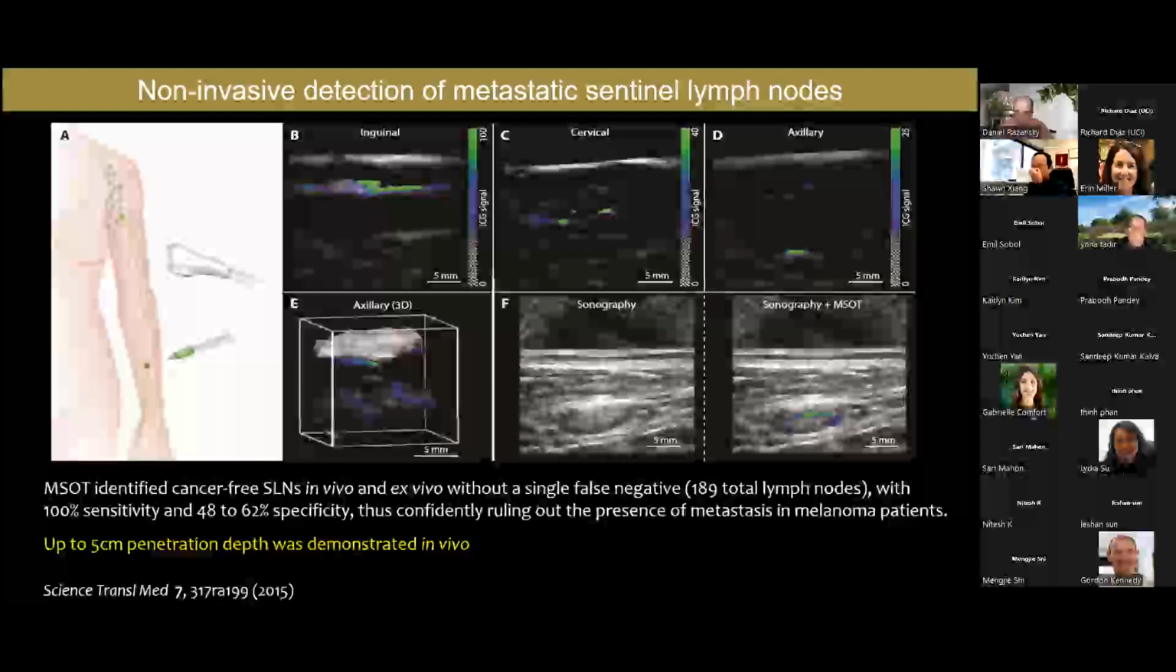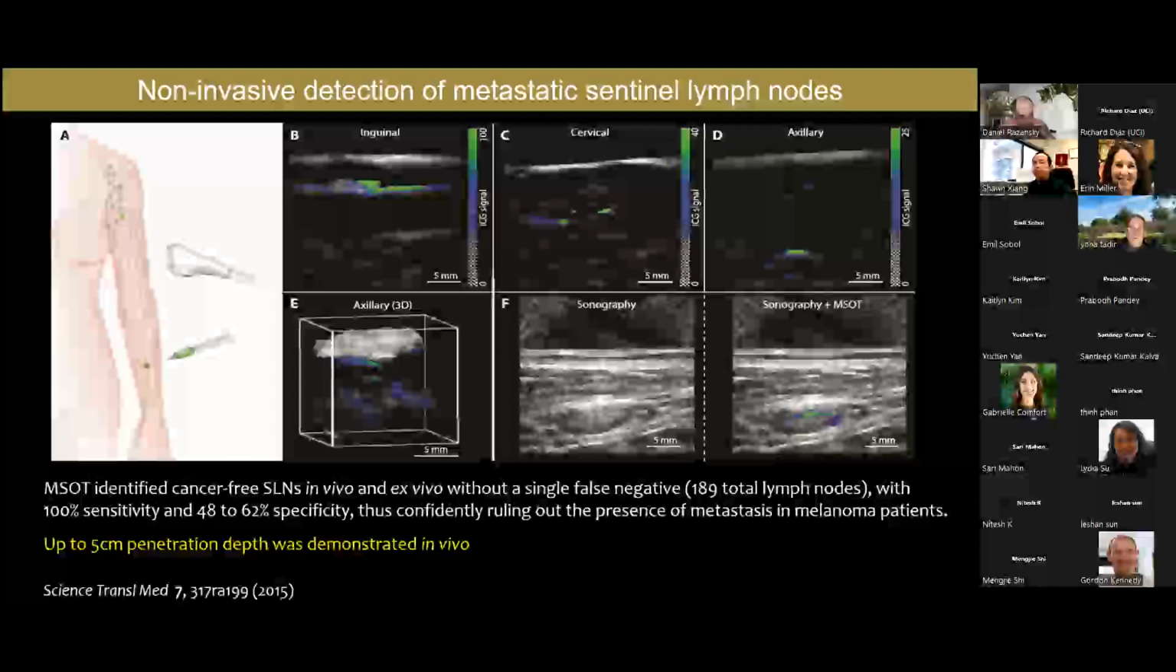And sometimes you miss it, sometimes you overdiagnose, sometimes you are not able to do it. So the idea would be to do it non-invasively, and optoacoustic is actually a good modality to try because melanin absorbs a lot of light. It's dark, so it detects a lot of signal.